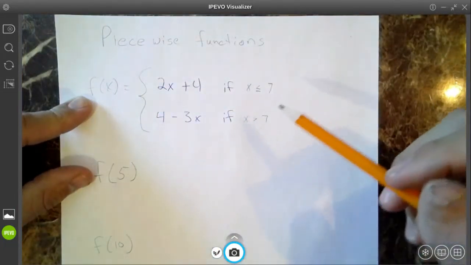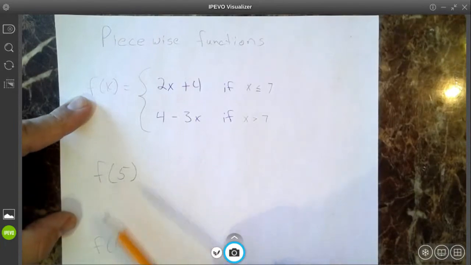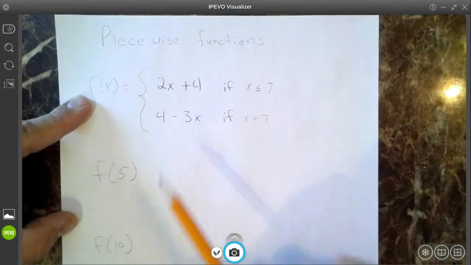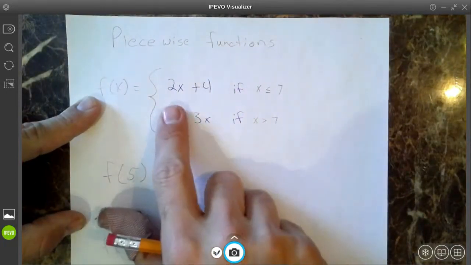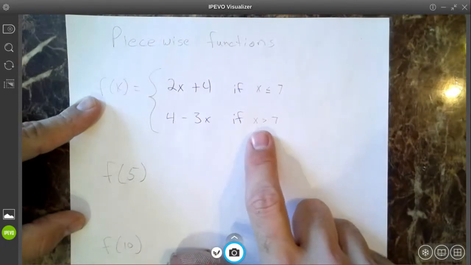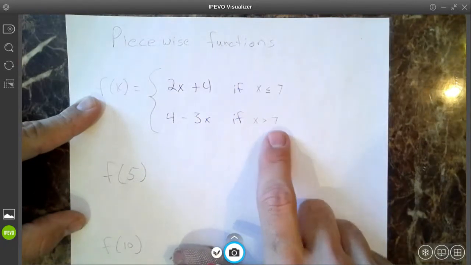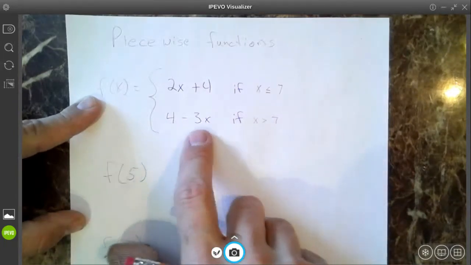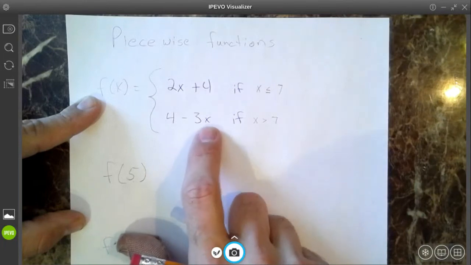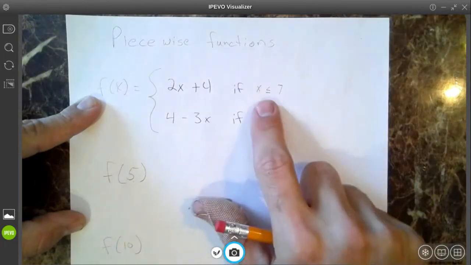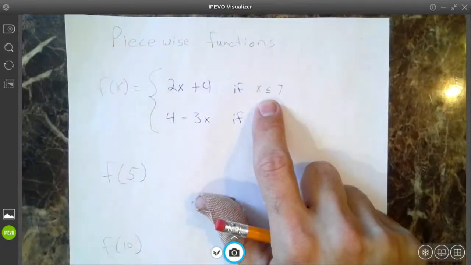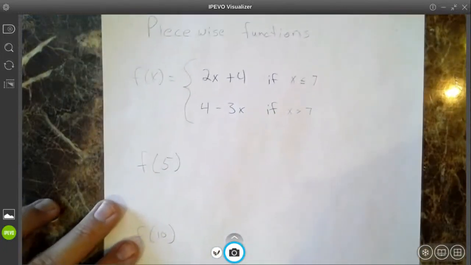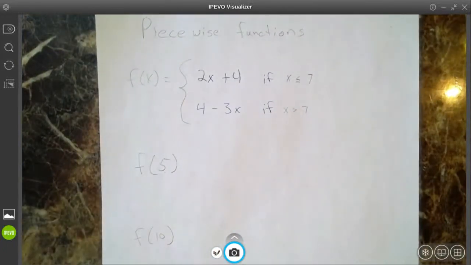Depending on what number you plug in, like 5 or 10, you might use one part of the function over another. If the number that you plug in for x is greater than 7, like 7.1 or 8, then you're going to be using this function. If the number you're choosing for x is less than or equal to 7, then you're going to use that function. All we're going to be doing here is just evaluating the function.